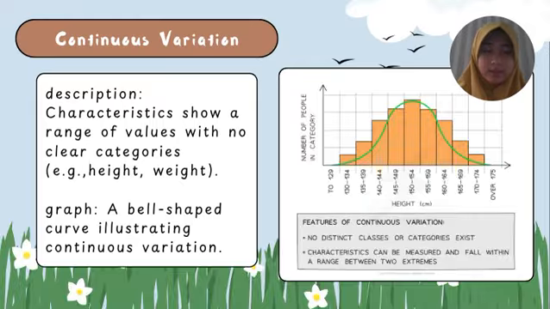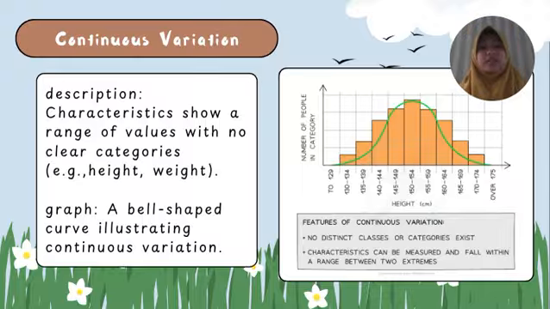And then there are two types of variation, which I will tell you about. There is continuous variation and discontinuous variation. The first one is continuous variation. This is a characteristic that shows a range of values with no clear categories. The examples are height and weight.